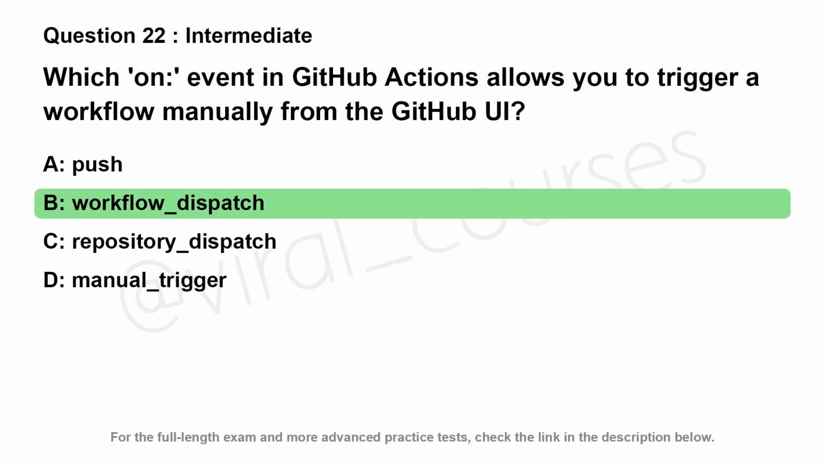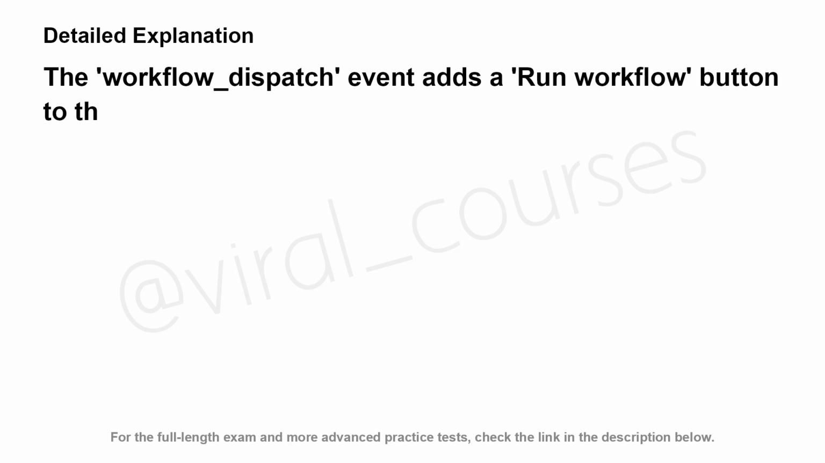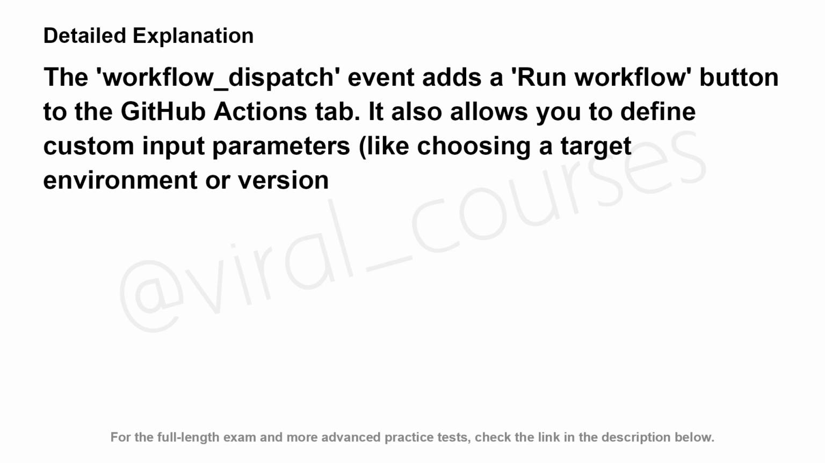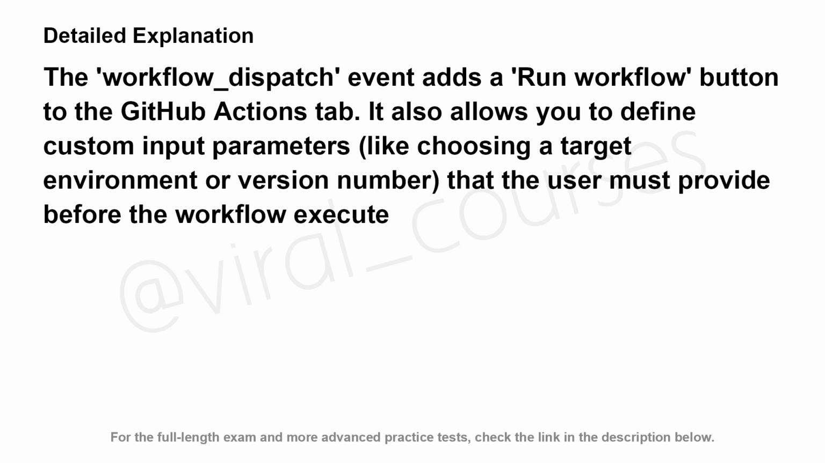The correct answer is B. The workflow_dispatch event adds a Run Workflow button to the GitHub Actions tab. It also allows you to define custom input parameters, like choosing a target environment or version number, that the user must provide before the workflow executes.